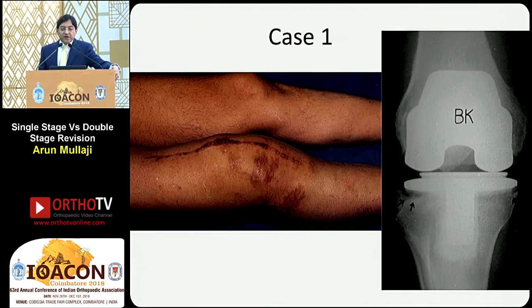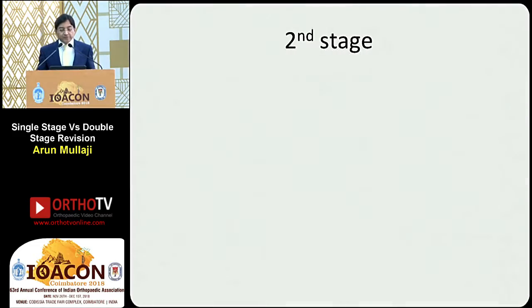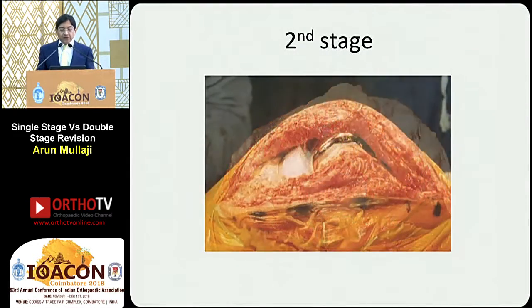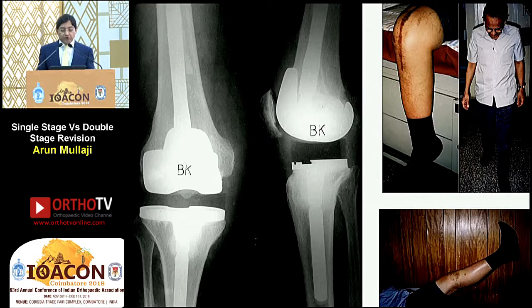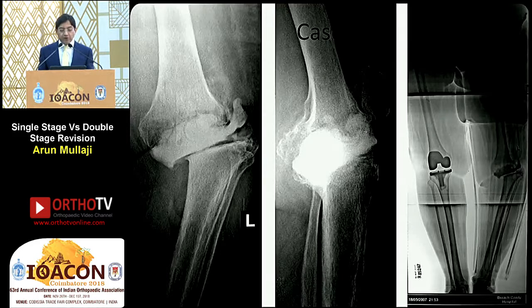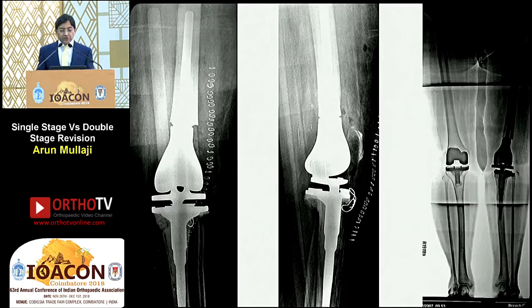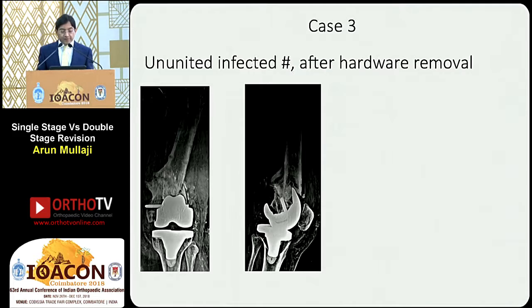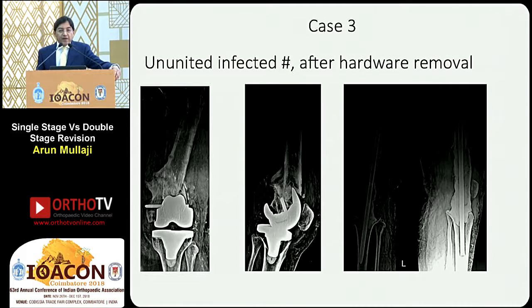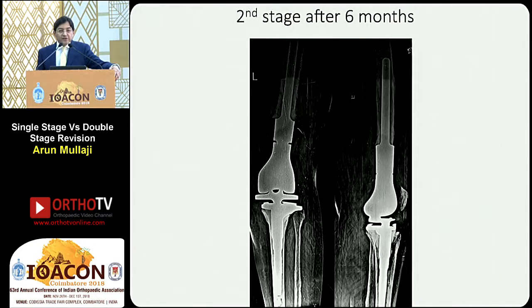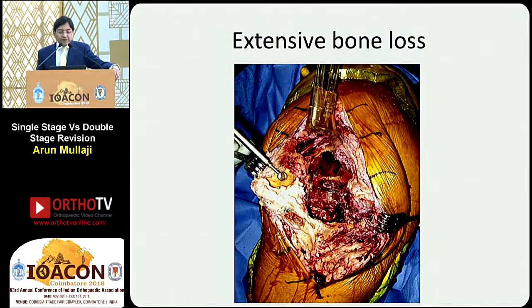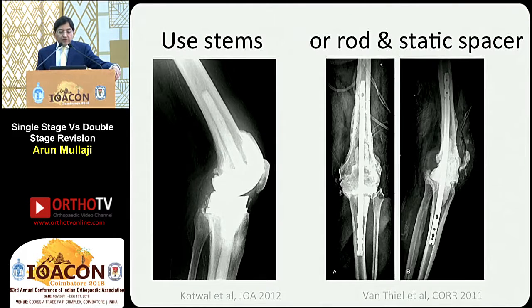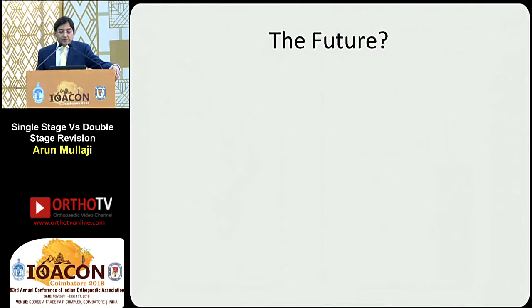A few clinical examples of infection: first stage spacer, second stage debridement, and insertion of the final implant, and the post-op results. Slightly more damaging type of situation where you need a tumor prosthesis. Another example: infected and ununited fracture, periprosthetic fracture, after implant removal, a rod and cement, and then a second stage after 6 months. When you have extensive bone loss like this, either use stems with your spacers or a rod and a static spacer. So it's a pretty complex situation.